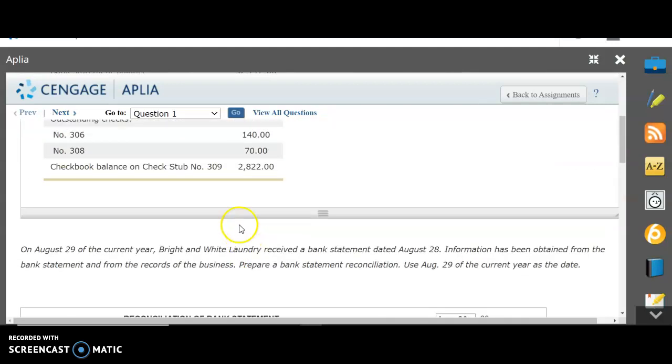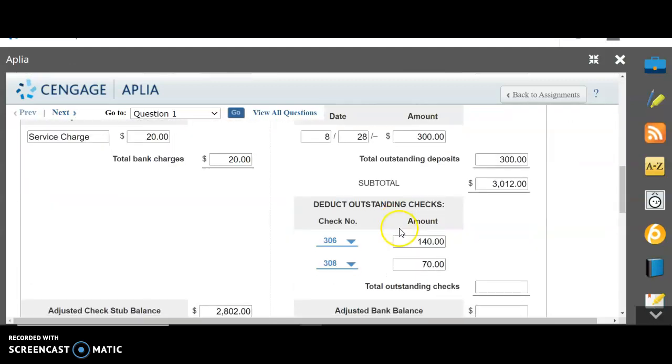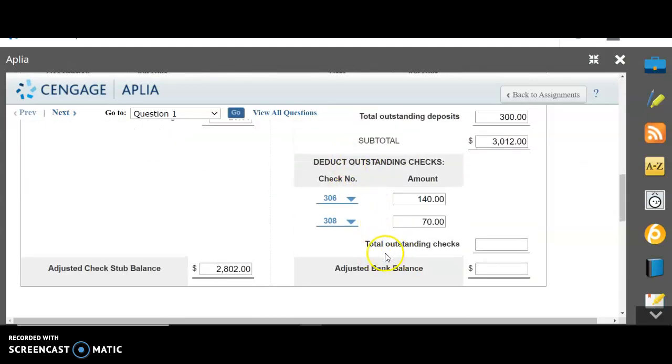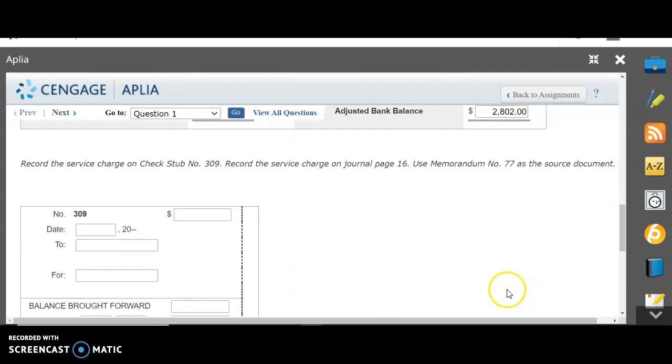Again, where did I get it from? Right up here. And it says a total. So we have to add those two numbers together. So 140 plus 70 is 210. And then deduct from the previous subtotal. So 3012 minus the 210, and we get the 2802. So we know that we did it correctly because these two numbers do match.